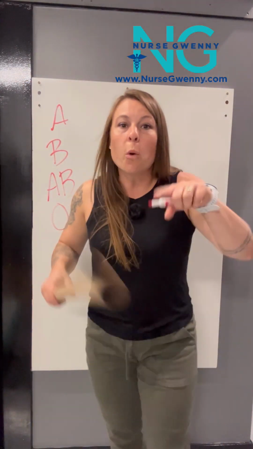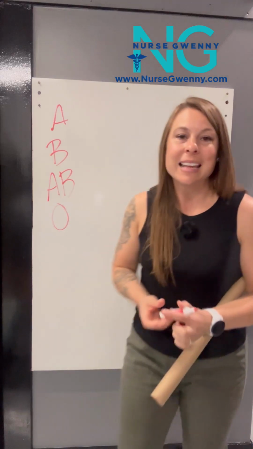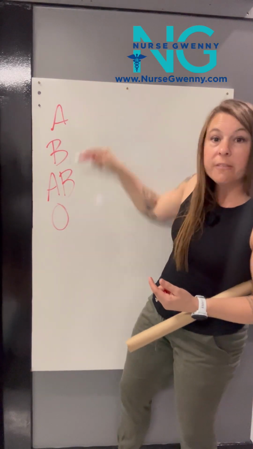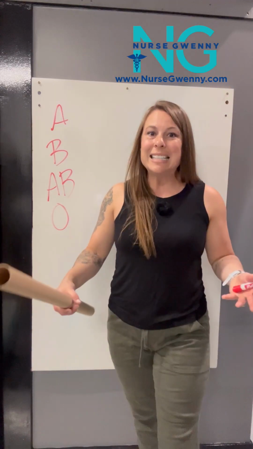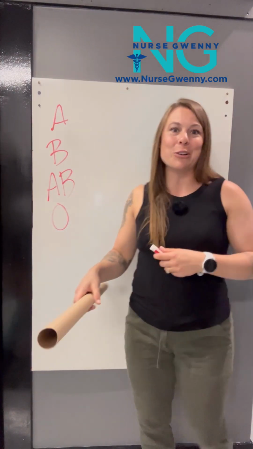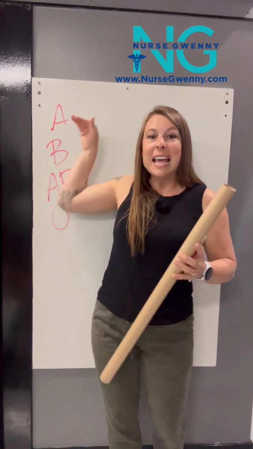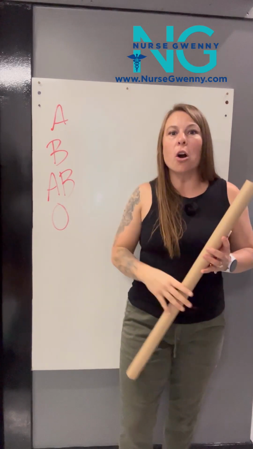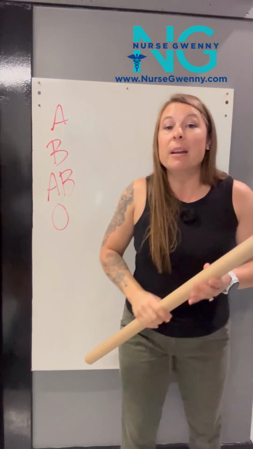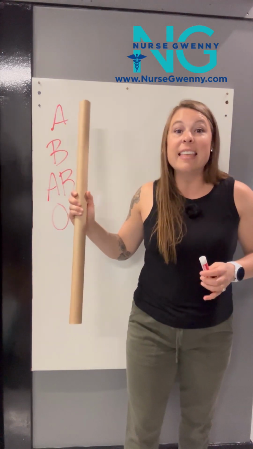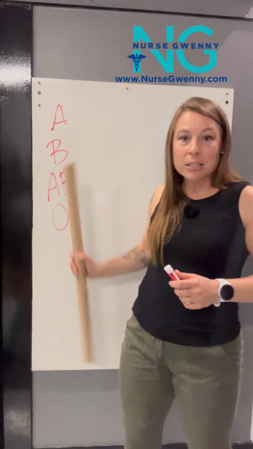But there's more. RH typing. So anybody could be whatever of these blood types, and then they can be positive or negative. And that positive or negative means that rhesus factor, that's what the RH stands for, rhesus factor, because it was discovered in rhesus monkeys many, many years ago. If we have a patient that's A positive and they have that RH factor, they can receive negative or positive blood, right? But if this patient is A negative, they can only receive negative products, right?